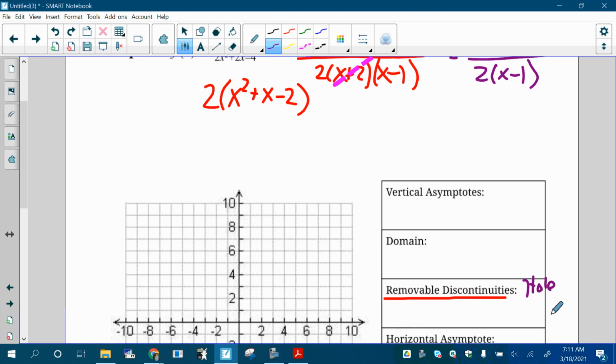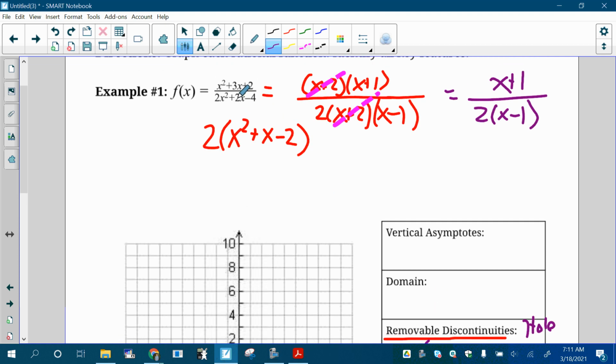Where does that hole happen? What happens at -2? What I need to figure out is the y value that goes with that x value. So I'm going to plug -2 not into here, not into here, but into here. So grab your calculator. -2 plus 1 is -1. 2 times -2 minus 1 is -6. So I have -1 divided by -6. I got 0.167.